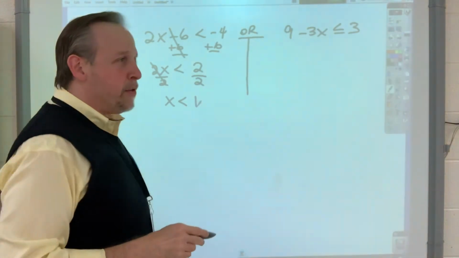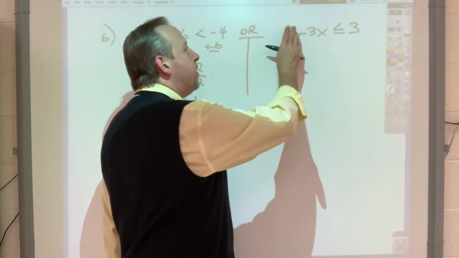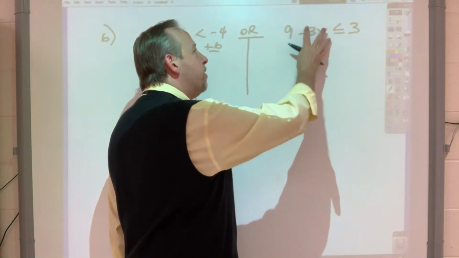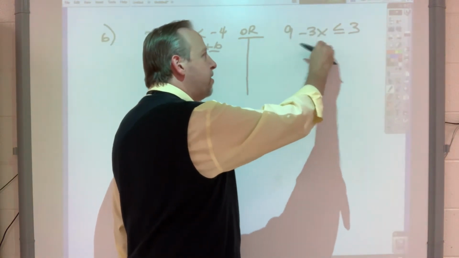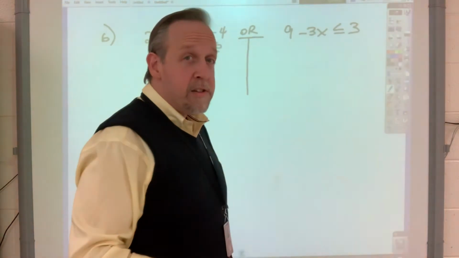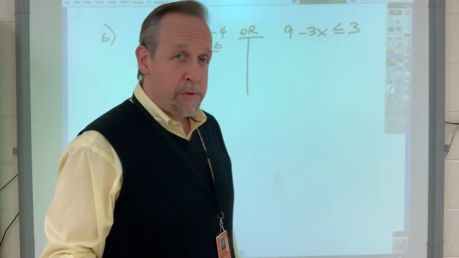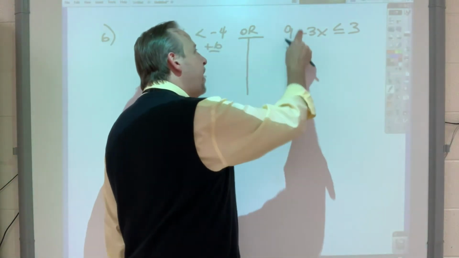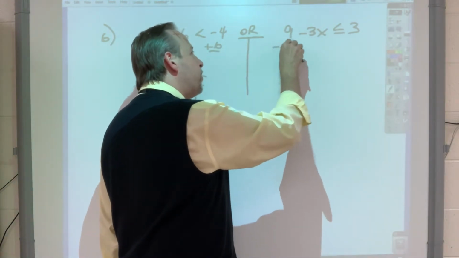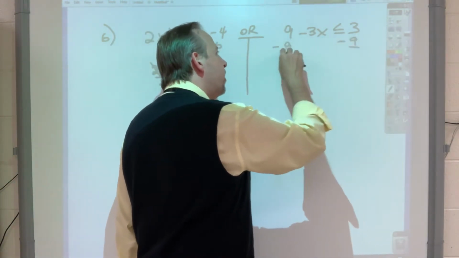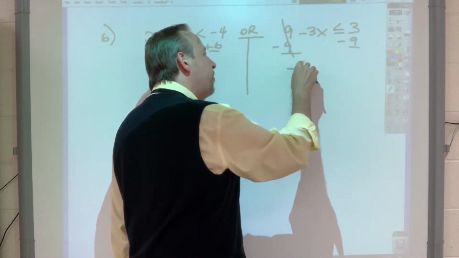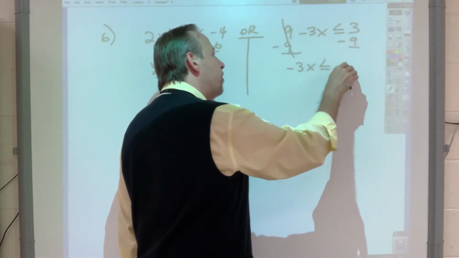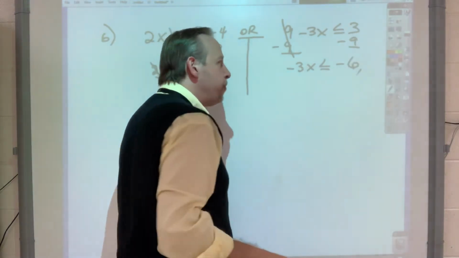Now I can go to the other side. I have a constant, number 9, a variable of negative 3x. On the other side, another constant. Again, I'm trying to get the variable term by itself, so I'm going to remove the 9. It was a positive 9, so I have to subtract 9 from both sides. So I have negative 3x is less than or equal to negative 6.